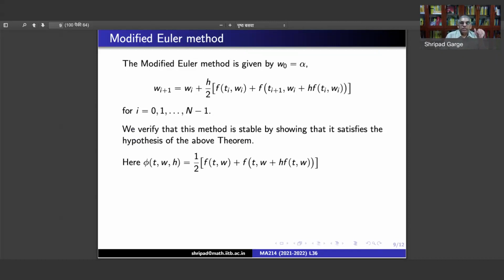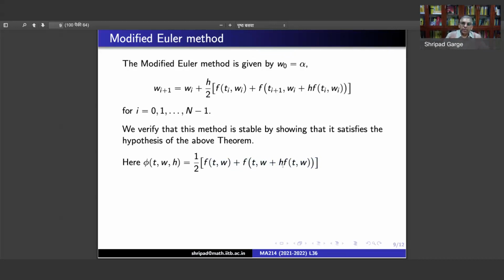Now, first of all, the difference function phi is this function in the square bracket divided by 2, because you should just have h times phi. So the 1 by 2 will come in the definition of phi, and we have f of t, W, which is anyway there, and there is a slight modification.